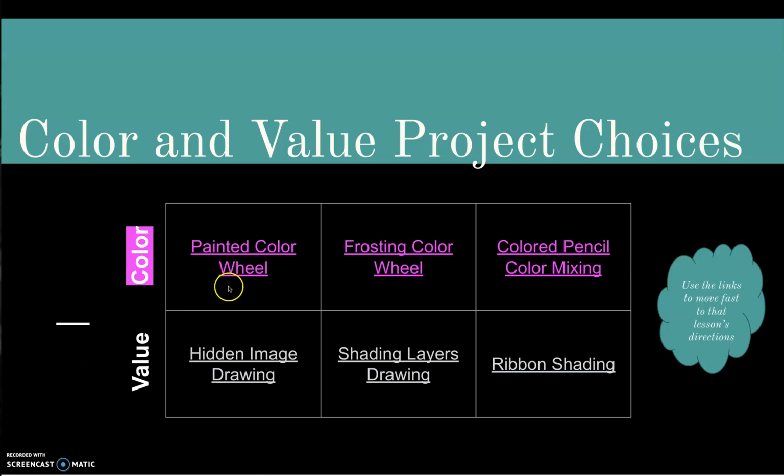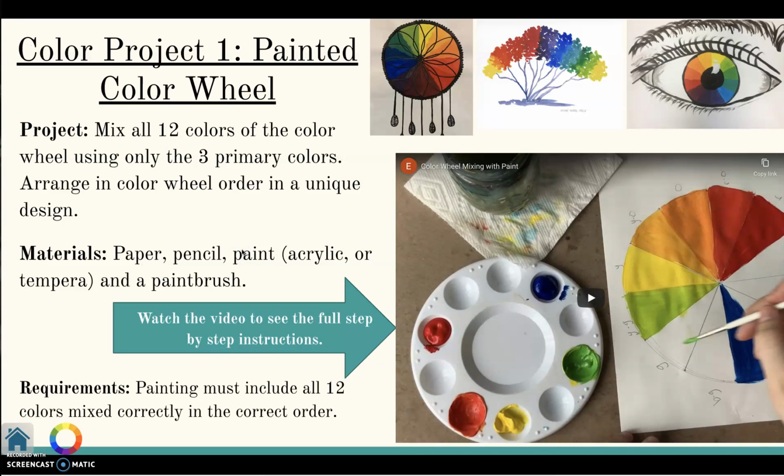Let's start with color. If I went to painted color wheel, if I click on that, it will take me straight to that lesson. So you see color project 1, painted color wheel. The project is to mix all 12 colors of the color wheel using only the 3 primary colors. Arrange in color wheel order in a unique design.